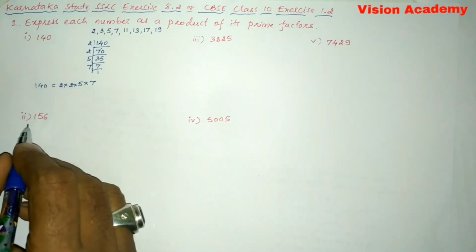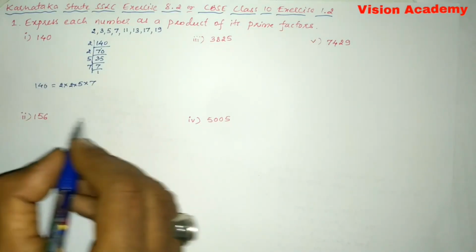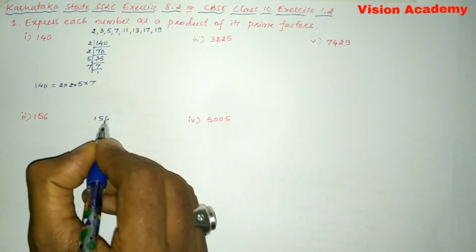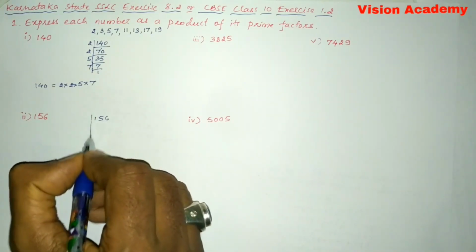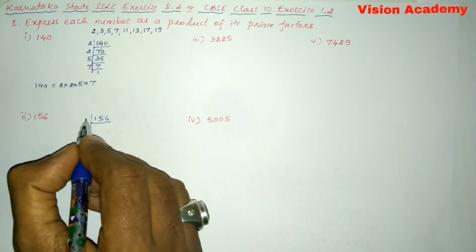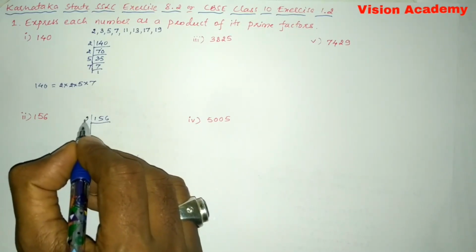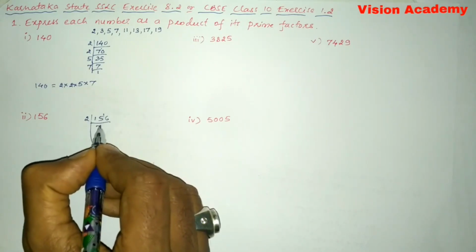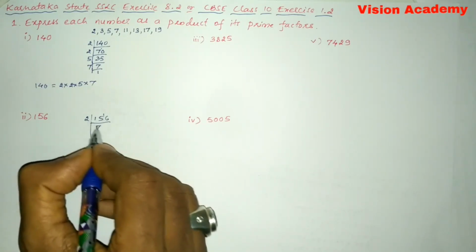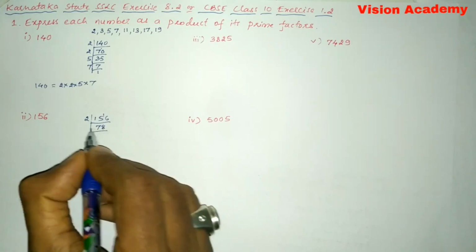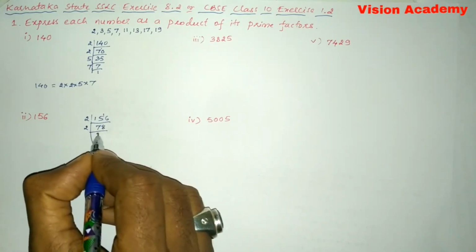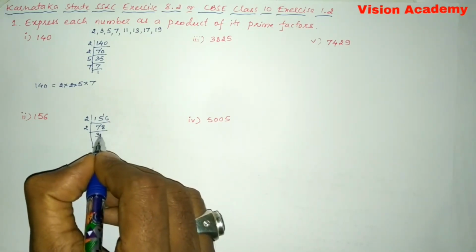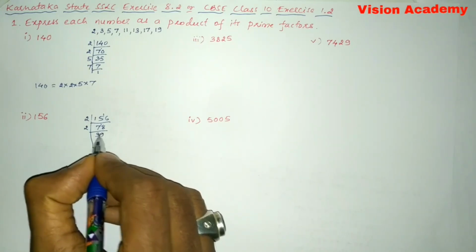Now let us move on to Roman number 2, that is 156. So 156, this number is ending in 6. So it is divisible by 2. So let us take the first least prime factor, prime number, that is 2. 2 7s are 14, 1 is left out, it will become 16. 2 8s are 16. Again divided by 2, 2 3s are 6. So carry 1, so it will become 2 9s are 18.